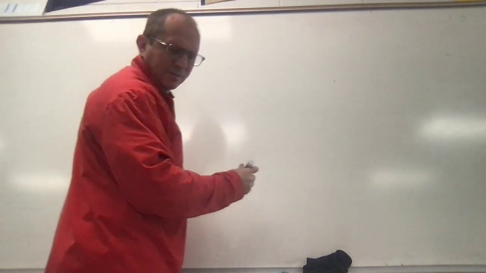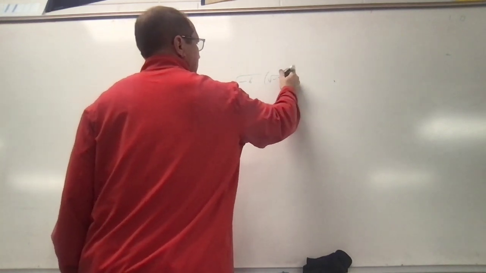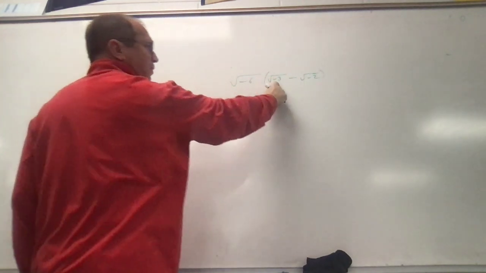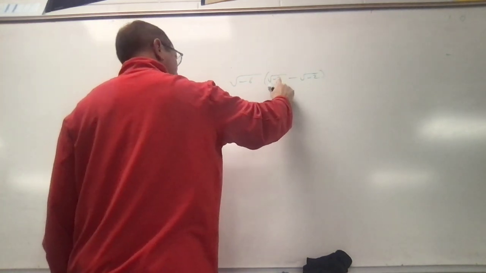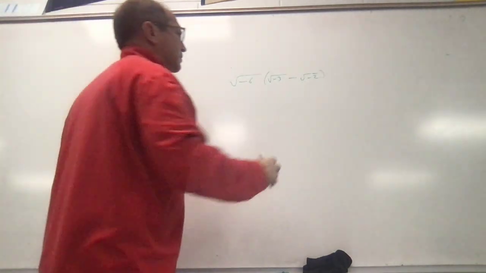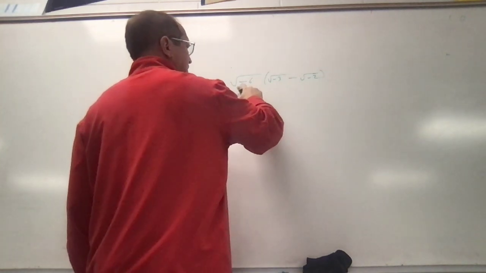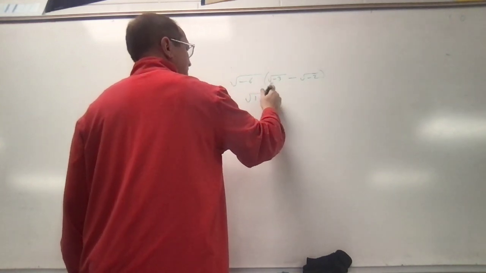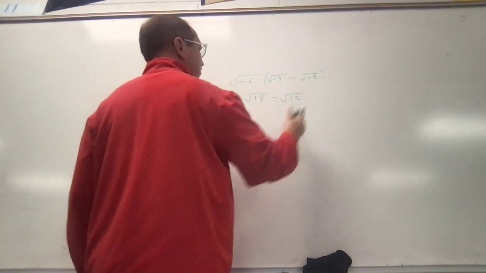If we have the square root of negative 6 times the square root of negative 3 minus the square root of negative 2, well, first off, the square root of negative 3 minus the square root of negative 2 is not the square root of negative 3 minus negative 2. This is simplified. Nothing else we can do here. So what we need to do here is to distribute in. So I've got the square root of 18 and then minus the square root of 12.